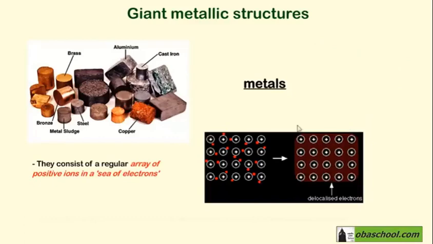So this is how the ions are organized in giant metallic structures, and we call it metallic because the ions are metal ions.